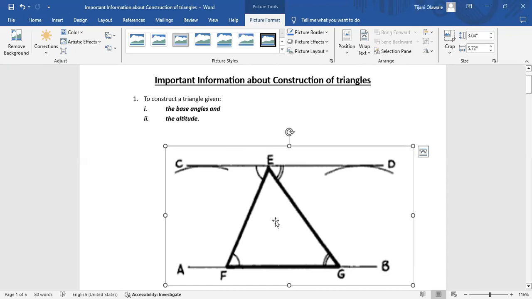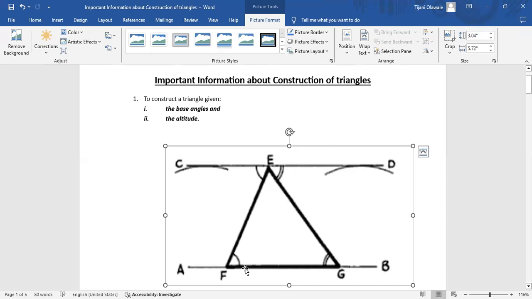So what we need to do for this construction is to draw line AB, we draw line CD, and as I said, the distance between line AB and line CD is equal to the altitude of the triangle that we are given. Then we locate this point E here with the use of our protractor. We need to get this angle and we need to get this angle. Then from this point, we draw a line to meet line AB to get point G, and we draw a line from this point E to meet line AB for us to get point F. So that gives us this triangle GEF or EFG.